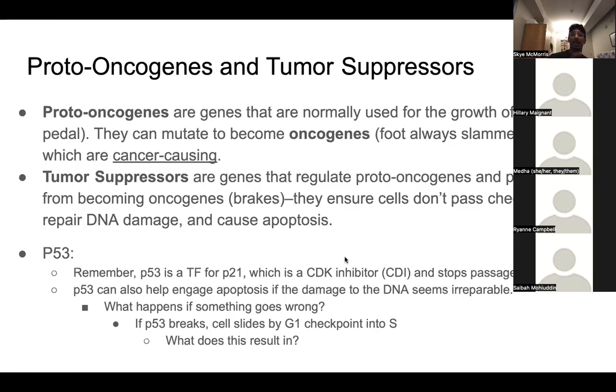So just a quick recap of P53, because P53 is very important in this context. P53 is a transcription factor for P21, which is a CDK inhibitor. CDI means CDK inhibitor, that's what the I is, and it stops passage of the cell into the S phase, right? P53 can also engage the cell in apoptosis if there's some damage to the DNA that seems irreparable, right? So what is P53? Is P53 a proto-oncogene or a tumor suppressor?